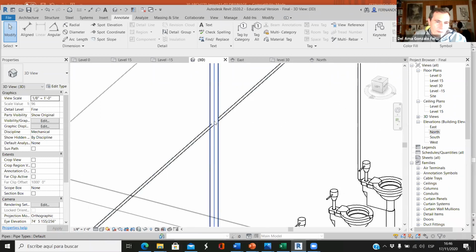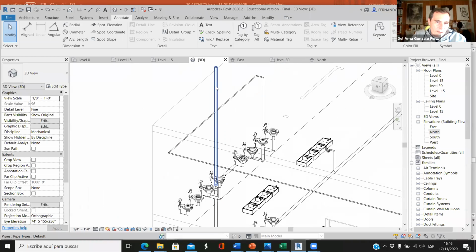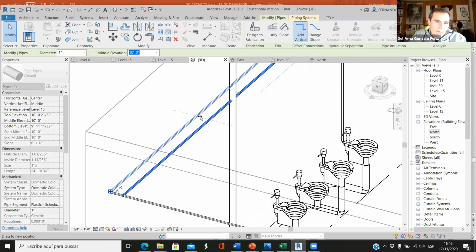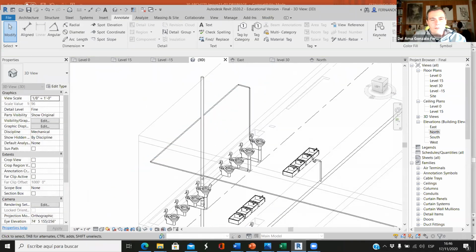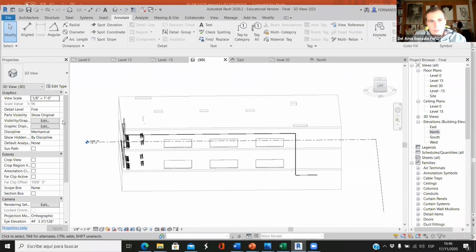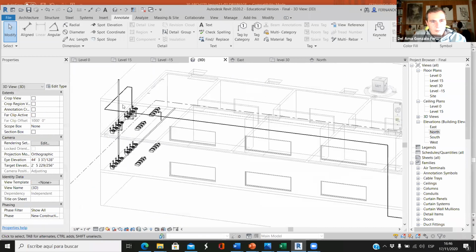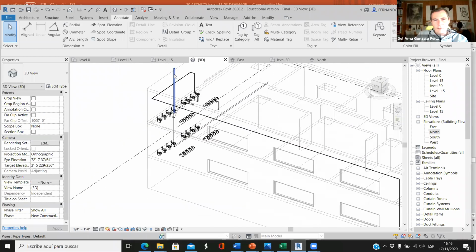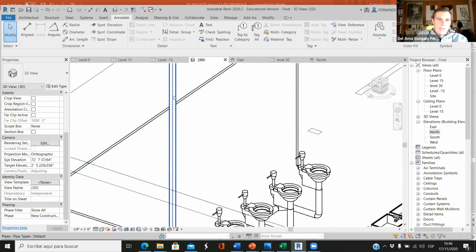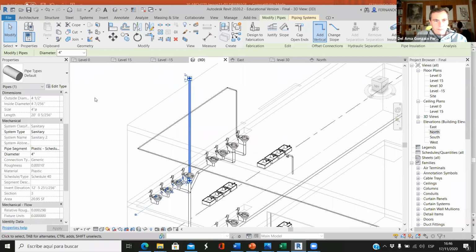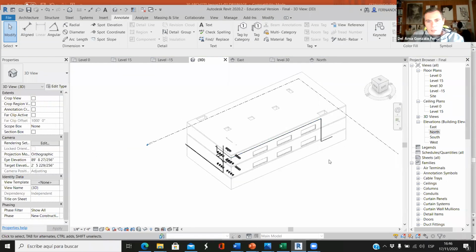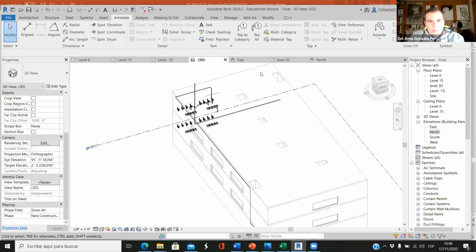You see that there's an intersection between the vent stack and this, so this can't happen. So we can drag it. There you go. Now it works well. So be careful with these kinds of things because this is a terrible mistake. If we have an intersection between pipes, water pipes, stacks, air ducts, that's not okay.